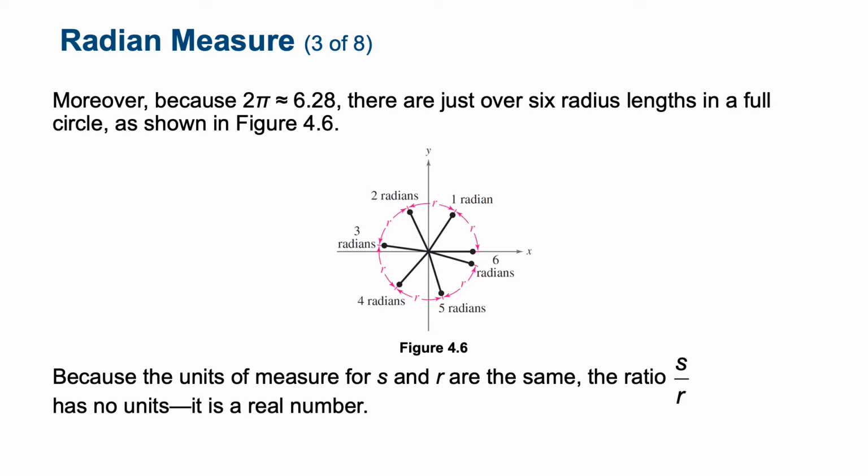And so here, from here to here, it's 1 radian. From here to here, it's 2 radians. From here to here, it's 3 radians, okay? So it's about 6.28 radians. Now, because the measures for S and R are the same, their distances, the ratio has no units, it's actually a number.